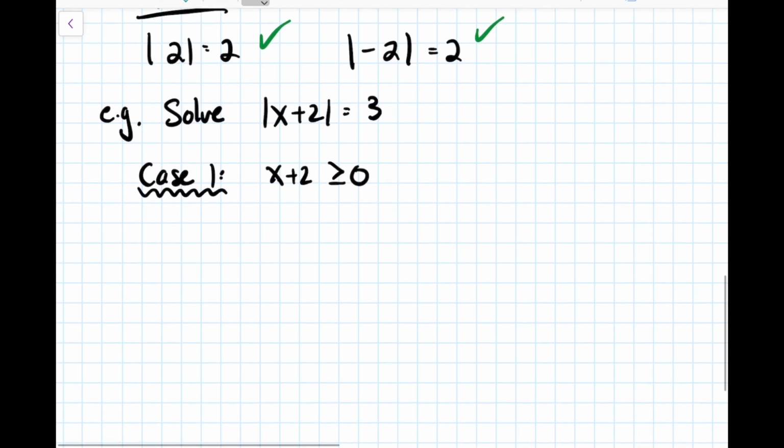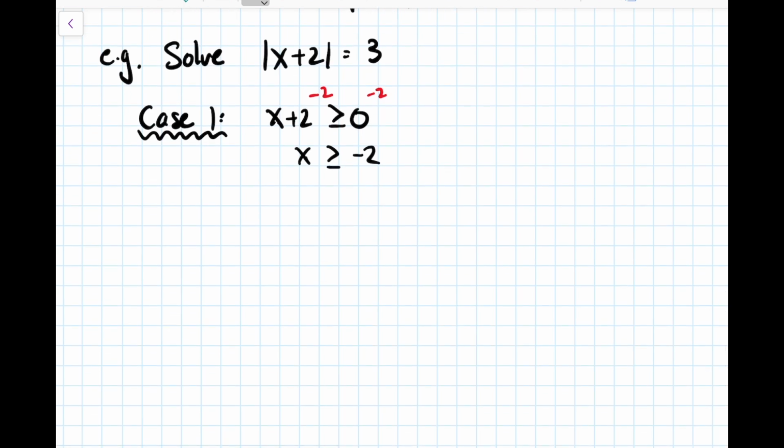And so this happens if we solve this, if we subtract 2 on both sides. This happens when x is greater than or equal to -2. So if we go through and solve that now, our original function, remember, was the absolute value of x plus 2 equals 3. Because it's case 1, we just get rid of the absolute value and solve as is. So x plus 2 equals 3. And we subtract 2 on both sides. And so we get x equals 1. Great, so that's case 1.